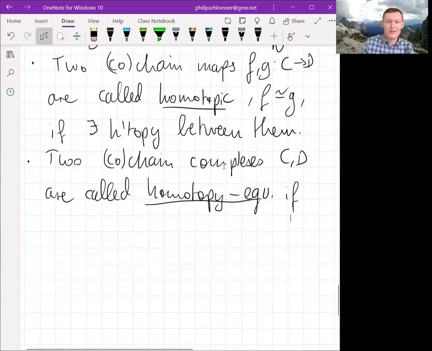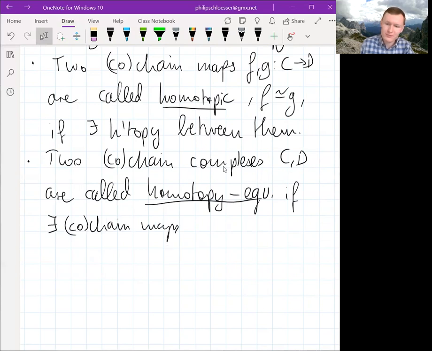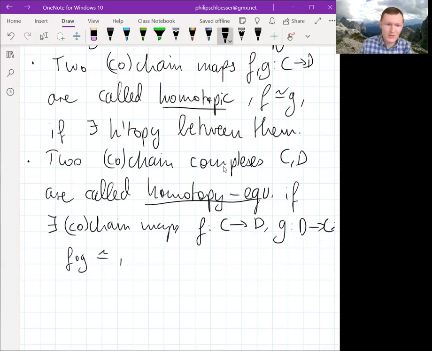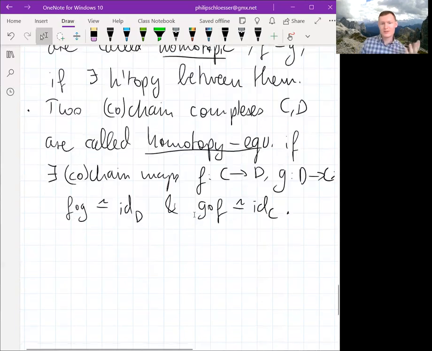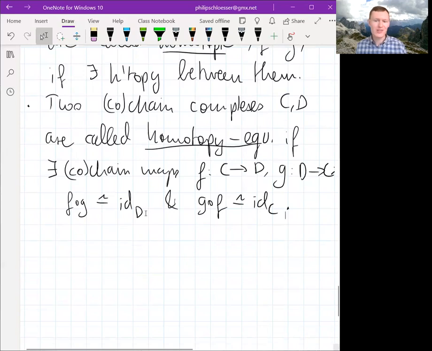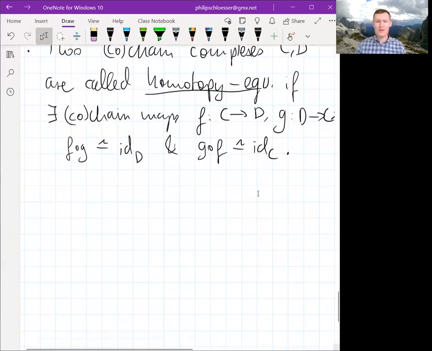If there are cochain maps or chain maps, F from C to D and G from D to C, such that F after G is homotopic to the identity on D, and G after F is homotopic to the identity on C. Sort of in analogy to topology, where we have the same notions.